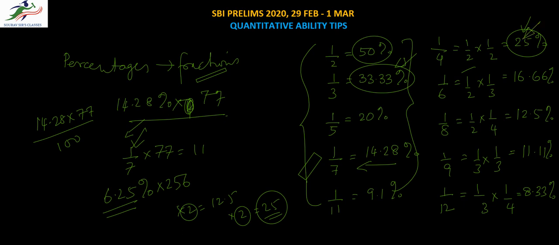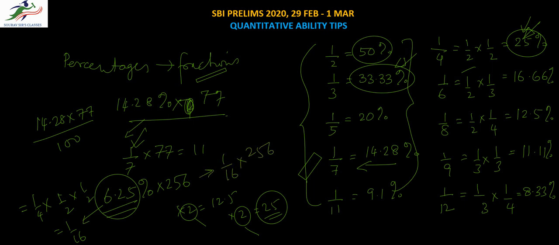So 6.25 will be 1/4 multiplied by half and half. Half of this and half of this, that is 1/16. So 6.25% means 1/16. So now you can directly put this 1/16 of 256 is 16. So you see how easy it is if you can deal with the conversion of fractions to percentages and percentages to fraction. So I hope this technique would help you crack many of the problems very effectively.